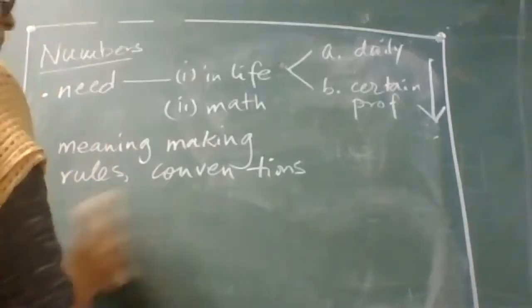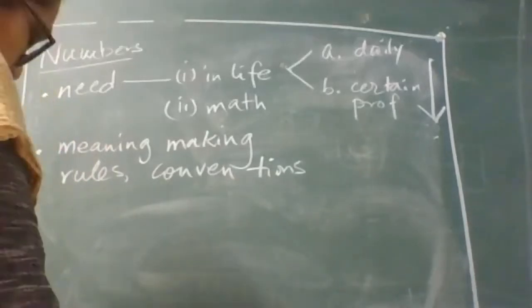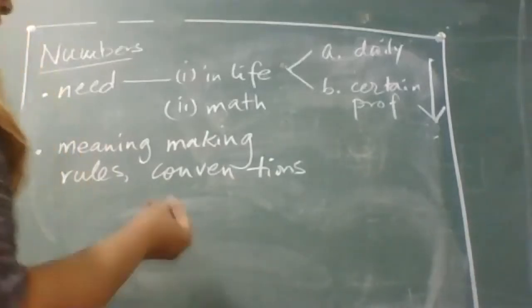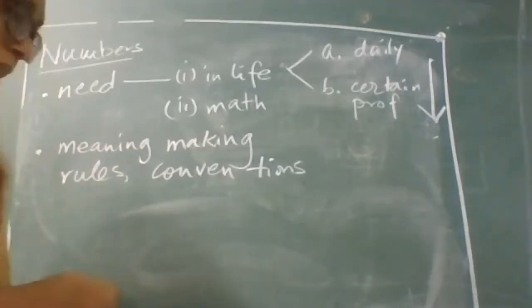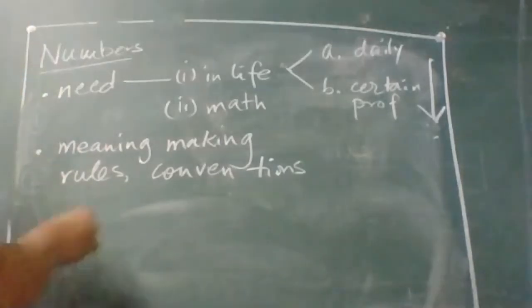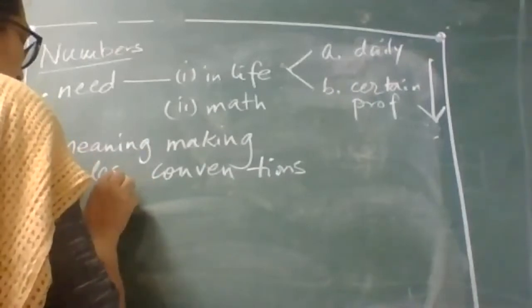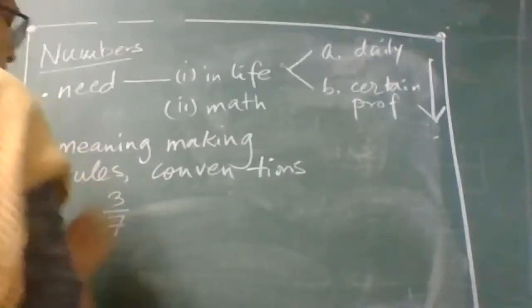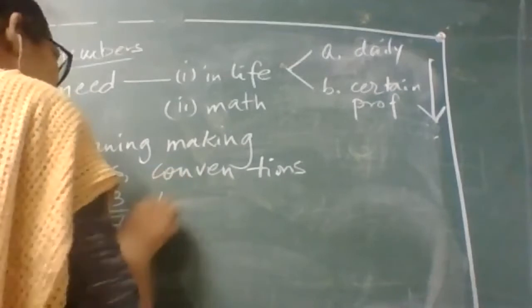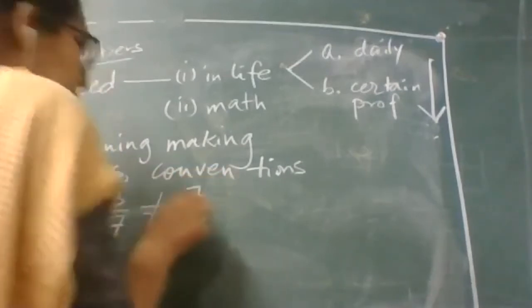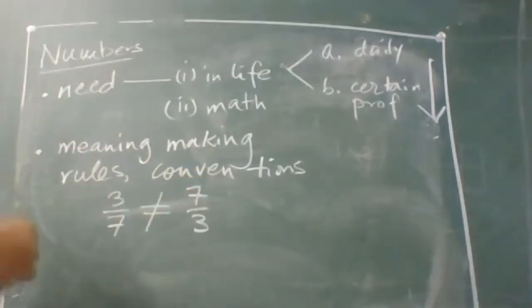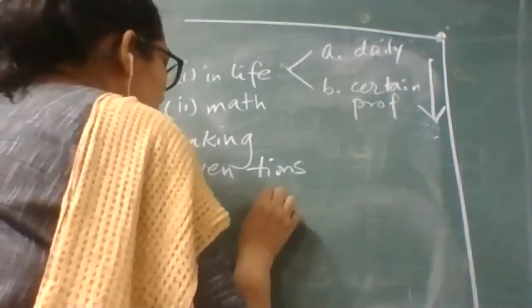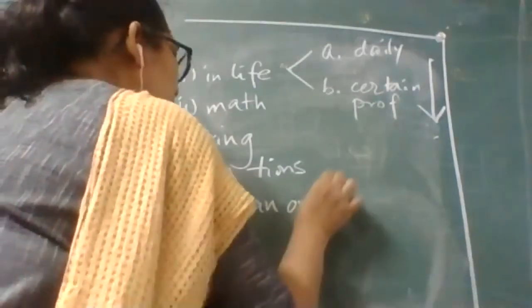See, for example, when we write a fraction, we have to have two numbers, right? There's no way we can shrink it to one number. So we have, let's say, 3/7. And you know that 3/7 is not the same as 7/3. So in other words, this is nothing but an ordered pair.